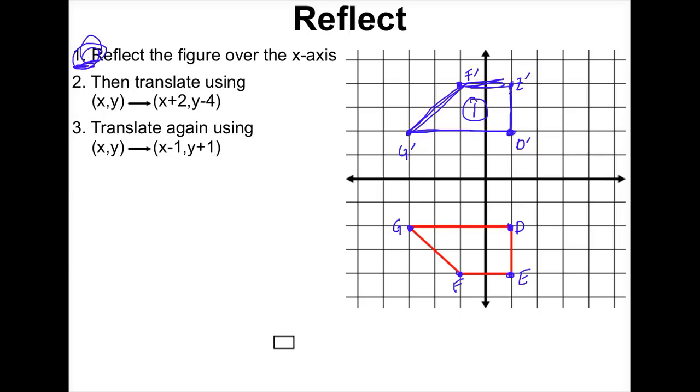Now the next thing we're going to do is we're actually going to translate this shape. So it says then translate using x plus 2, y minus 4. So each of my points are going to go to the right 2 and down 4. So if I start with D here, I'm going to go to the right 2 and down 4 and put, that's my new D. And I would actually put 2 apostrophes. Okay, for E, I'm over 2, down 4. So that's my new E. F, to the right 2, down 4. And G, to the right 2 and down 4.